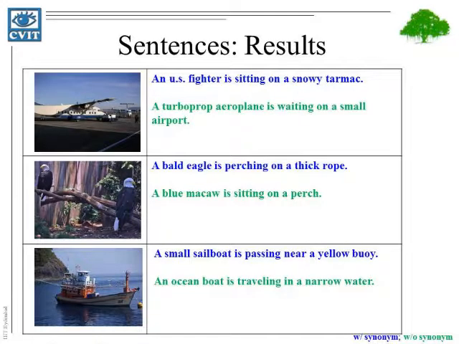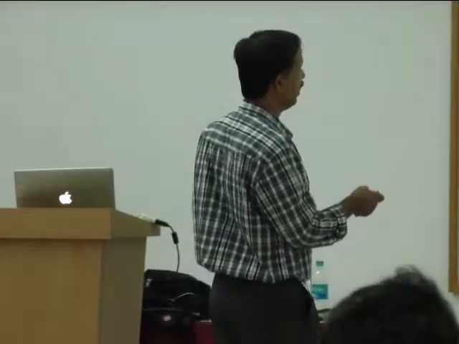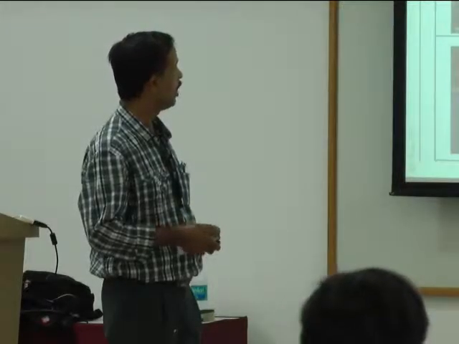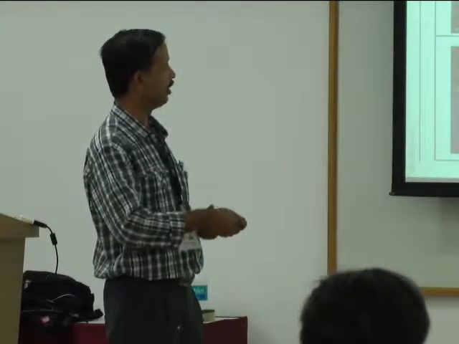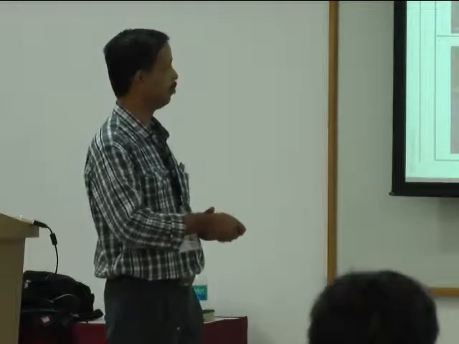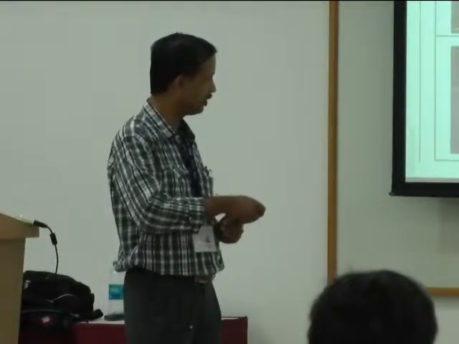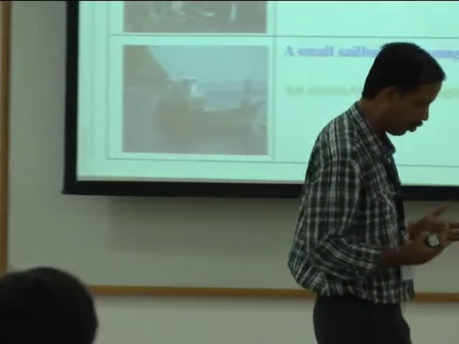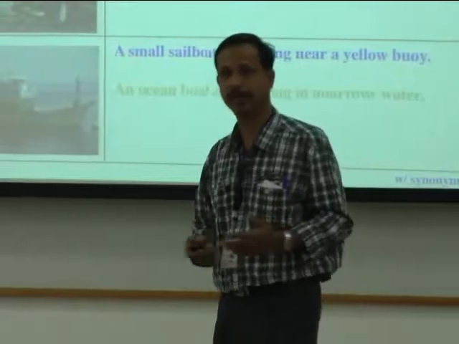So these are examples of the sentence generation, where you have an image and it generates a sentence. A US fighter is sitting on a snowy tarmac, or a small sailor boat is passing near a yellow buoy, and an ocean boat is traveling in there. So there are two sentences we have shown here. One is with synonym and one is without synonym. So this synonym is where we talked about the role of WordNet in refining the phrases.